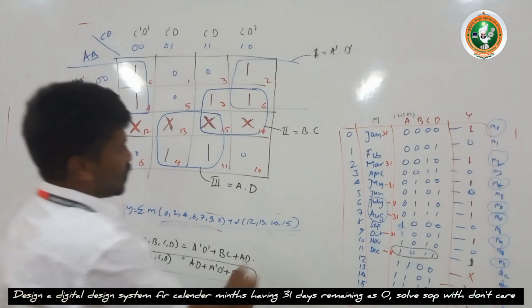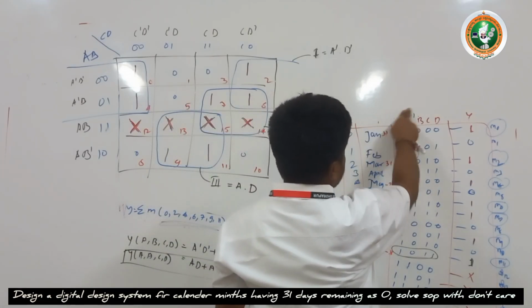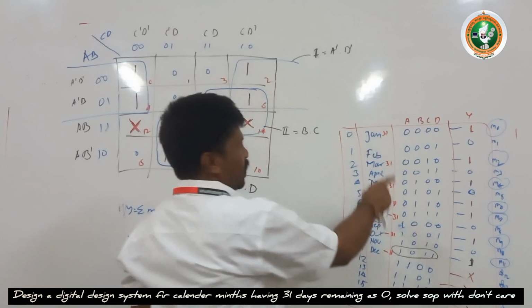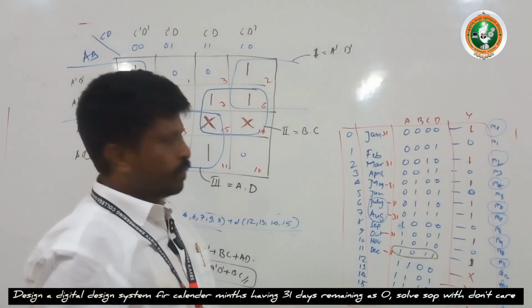Shall I erase this truth table? Okay, shall I erase this truth table now? This truth table. Shall I erase this one? Okay, we have taken that one.